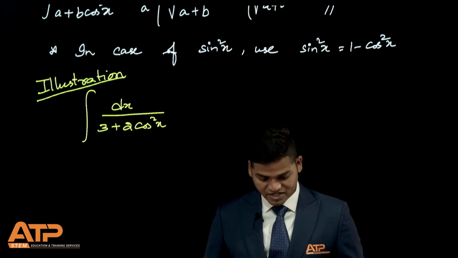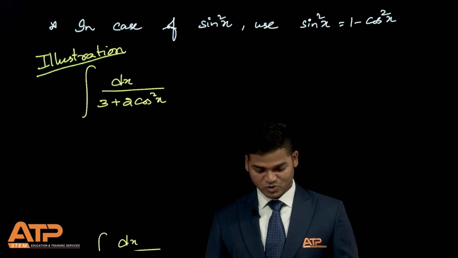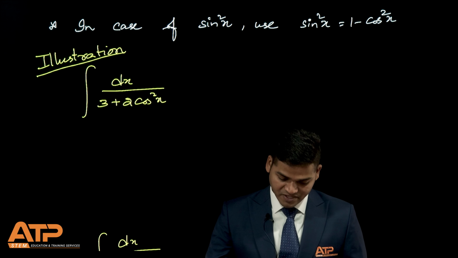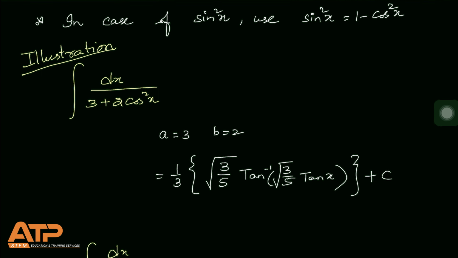Let's see one question. Integration dx by 3 plus 2 cos square x. What will the result be? Here directly, a is 3 and b is 2. So 1 by 3 into root of a, that is 3, divided by 3 plus 2, that's 5, into tan inverse of the same expression, root of a by a plus b. So root of 3 by 5 into tan x plus c. Just like that we got it.